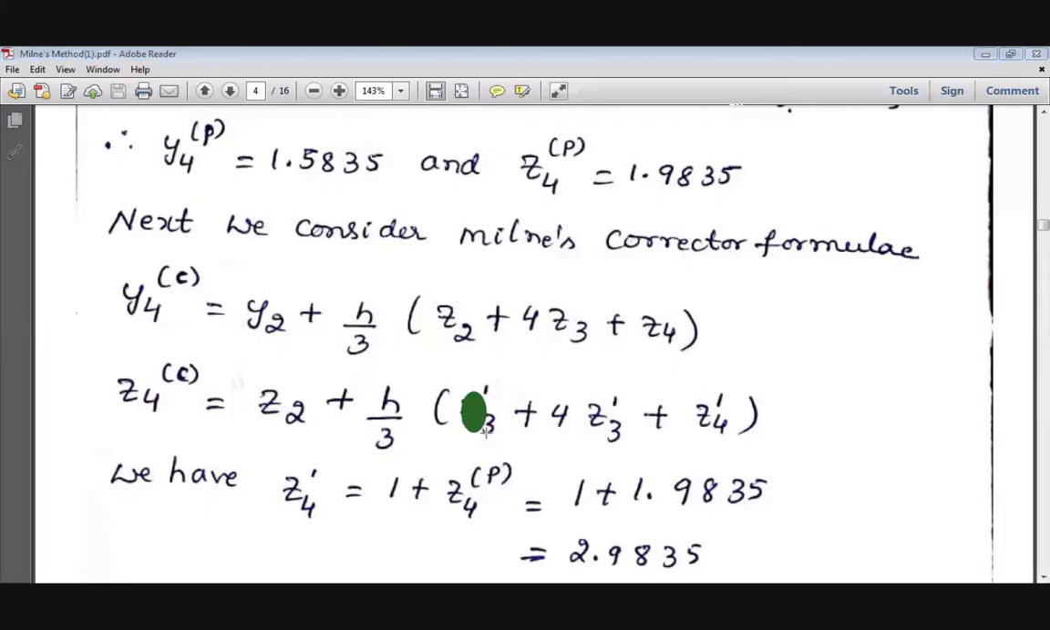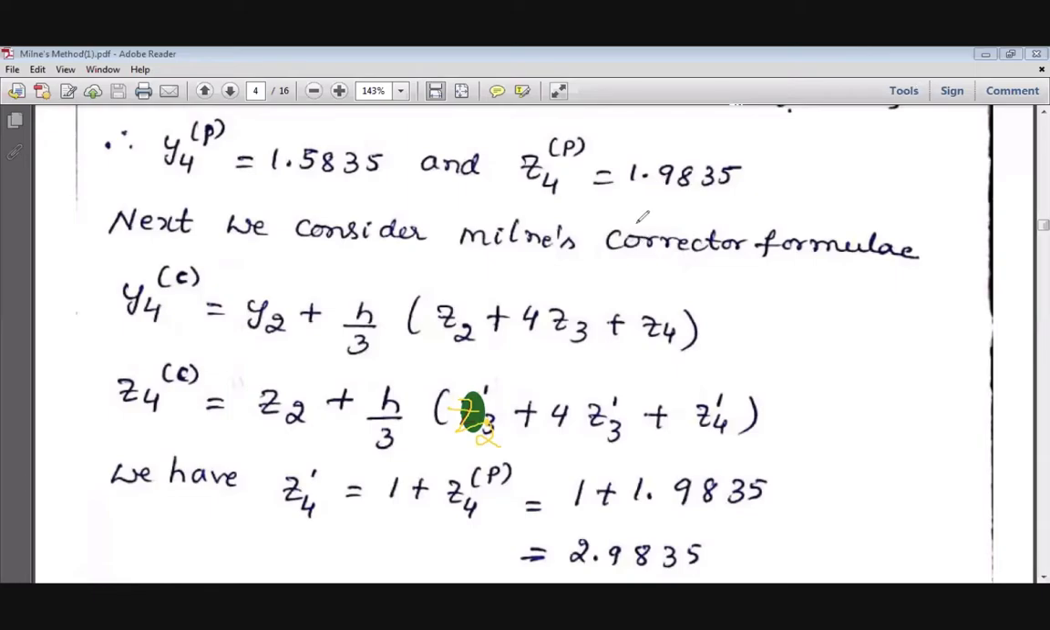This is wrong. Actually, this is Z2 dash. Okay, Z2 dash plus 4Z3 dash plus Z4 dash. Substitute all the values. In these methods, remembering the formula is very important. If you write the formula, then 70% of the problem is solved.